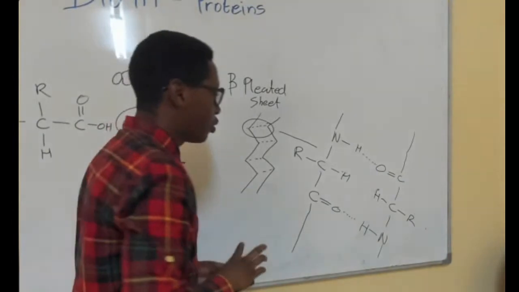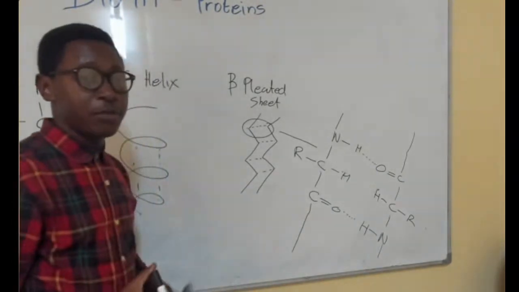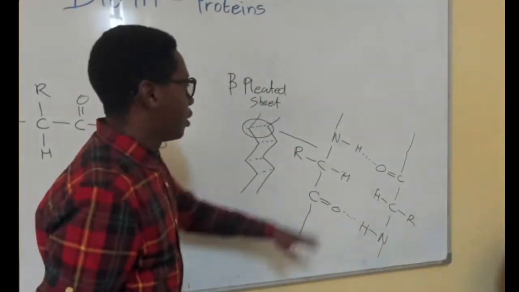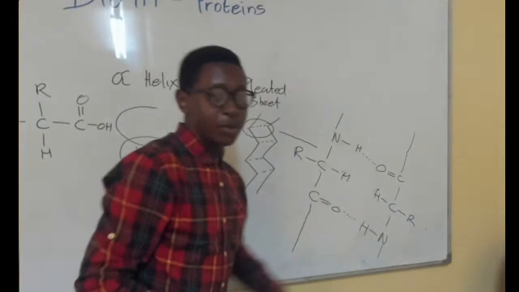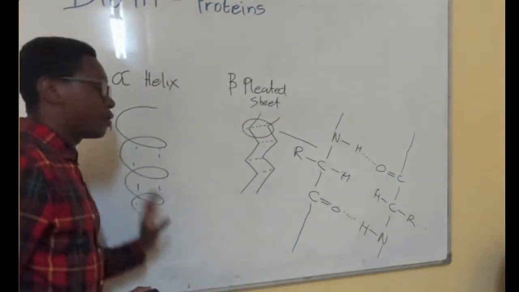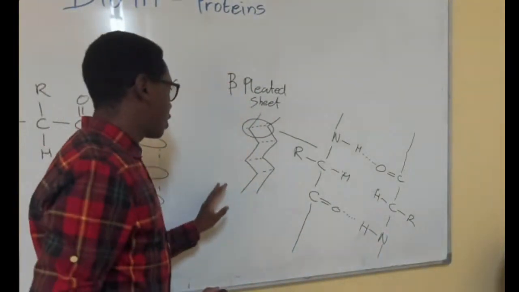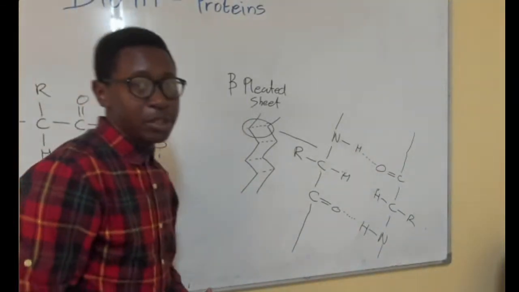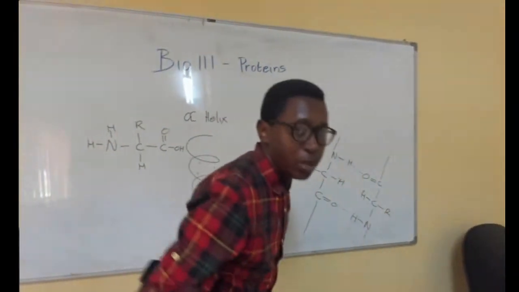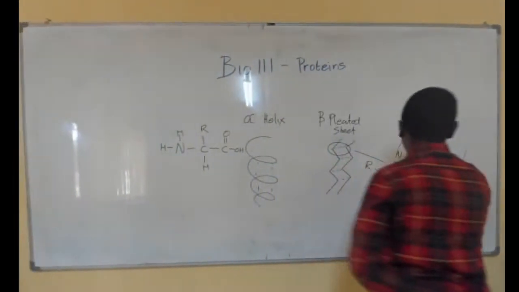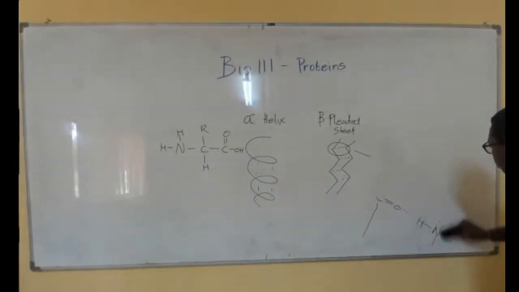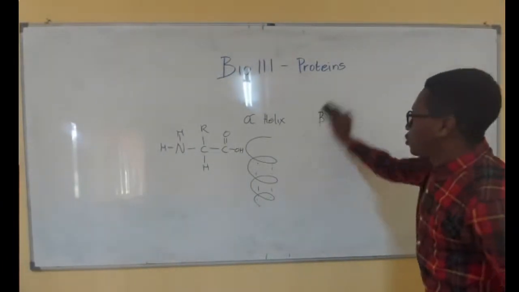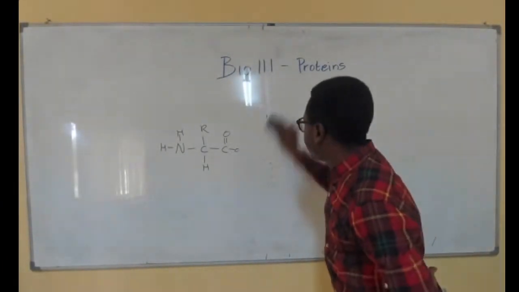So remember, the hydrogen bonds we talk about at the secondary level do not involve the side chains. They only involve the backbone itself. Because of this interaction, we have two types of arrangement, which can be either the alpha helix or the beta pleated sheet. Okay, so this was just a recap of what you did last week. Today we are going to discuss starting from the tertiary level. So this was the secondary level.